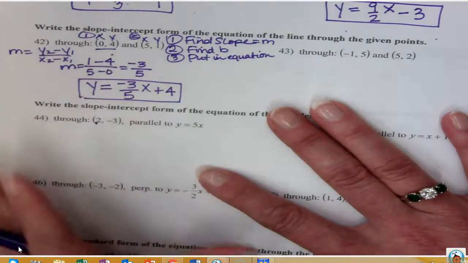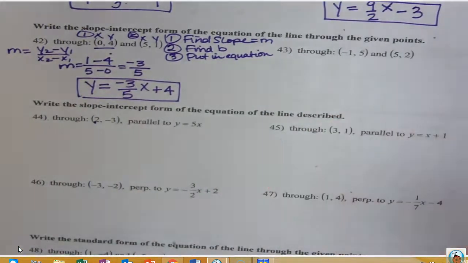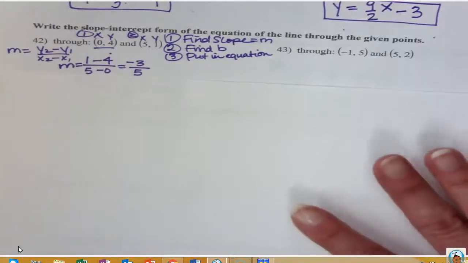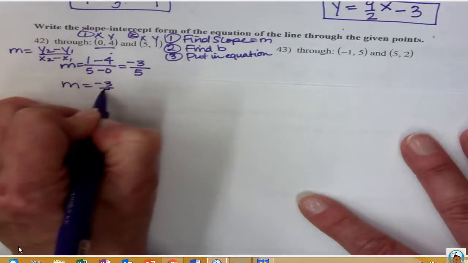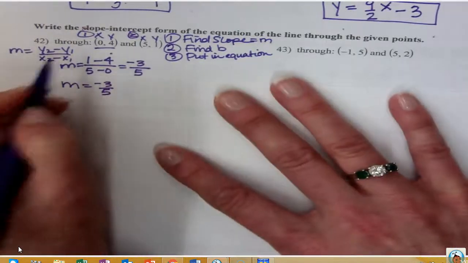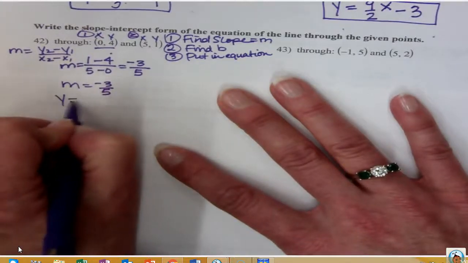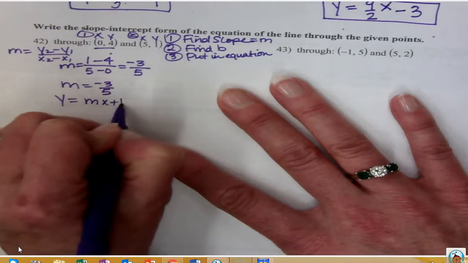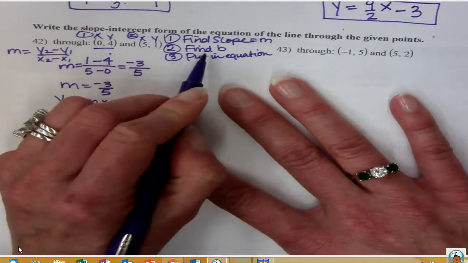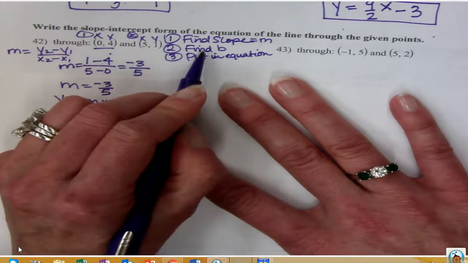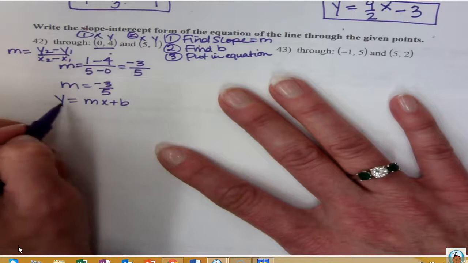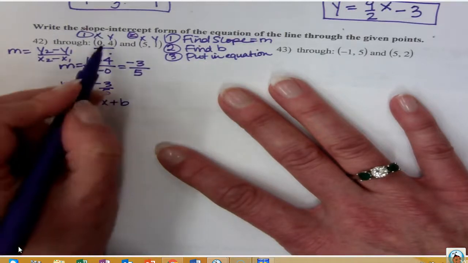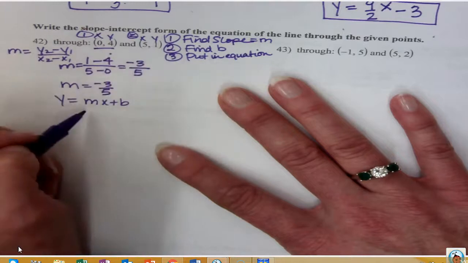Okay? If you did not see that, then you'd have to go through the next steps to get there. You would say, okay, so now I've got my slope at -3/5. Now I need to take my equation, y = mx + b, and solve for b. That's step two. So I found slope, I need to find b. In order to do that, I take this equation and one of these two points and put it in there, and then I can solve for b.